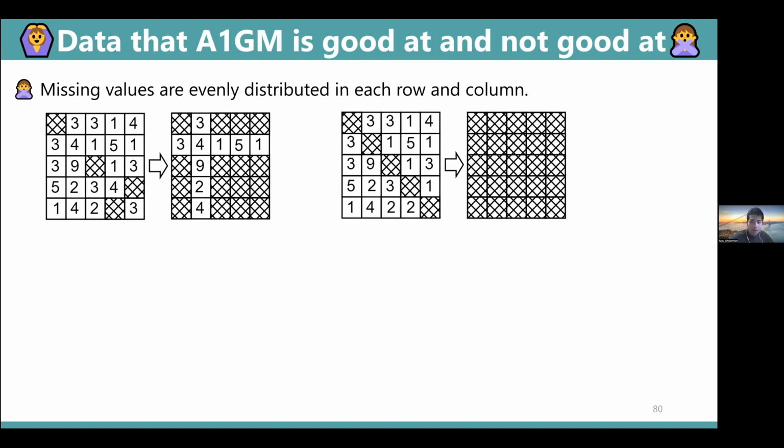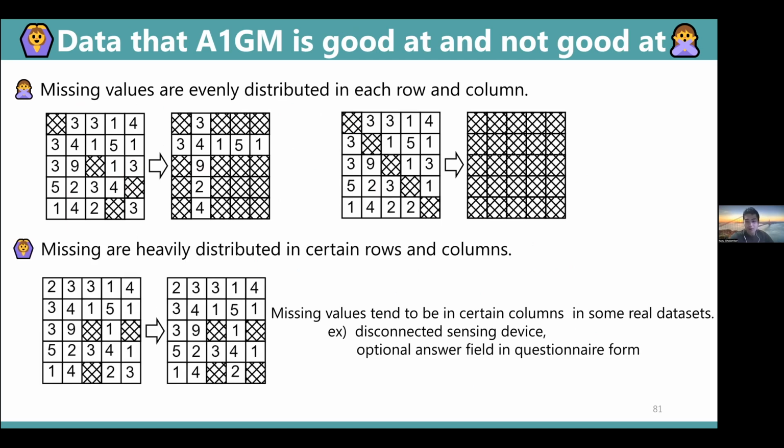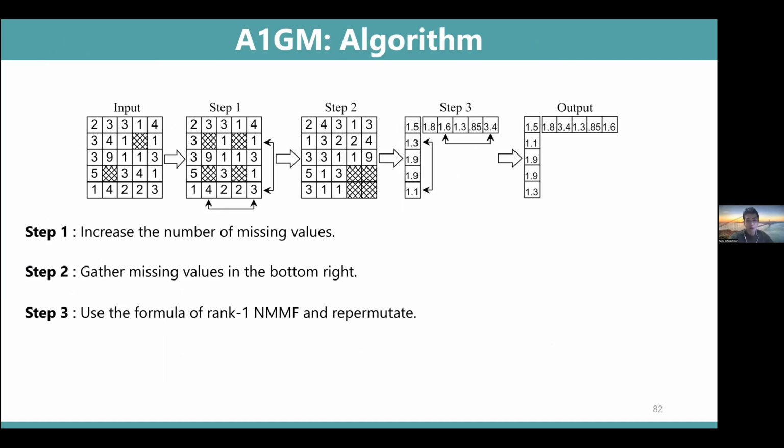I should comment on when this strategy is effective. If the missing values are evenly distributed in each column, we need to add so many missing values, which is a bad approximation. On the other hand, if the missing values are heavily distributed in certain columns, we do not have to add so many missing values, which is a better approximation. Actually, in some real data sets, missing values are often located only in certain columns. In these data sets, our strategy works well. Okay, so this is the algorithm of the proposed method. We increase the number of missing values, gather them in a corner by permutations, and use the formula of rank 1 NMMF. And finally, we depermute it.